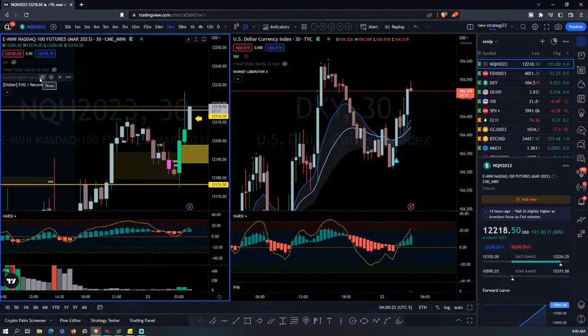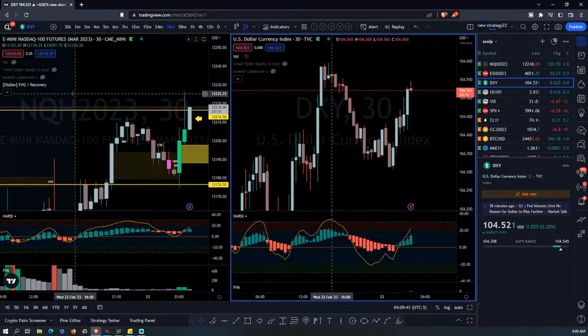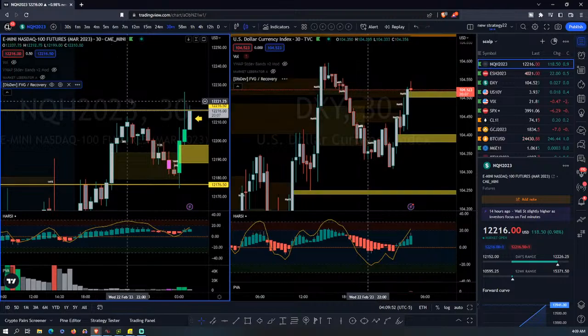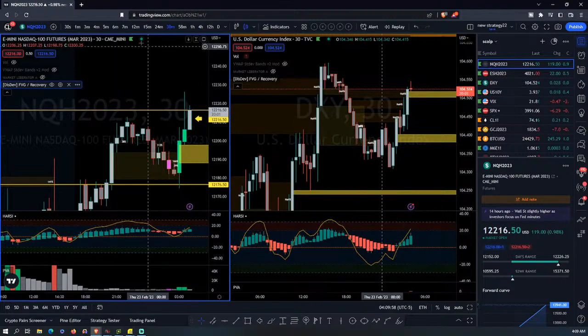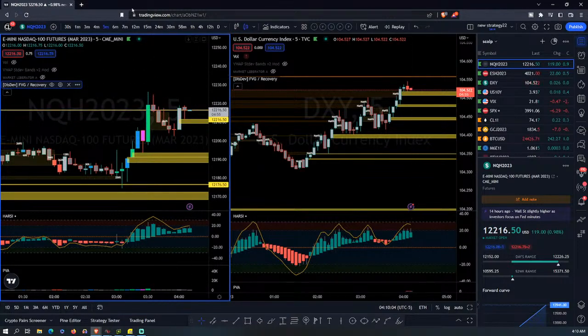Anything of interest? I don't know if you guys like the lines or if it's annoying, so let's just go basics here. I don't need this on there. This fair value gap recovery doesn't apply on the dollar. Watch. It's a great indicator by Disruptive Developers. Not everyone's a fan of indicators, but I like them because they help give visuals. Wow, it gives you fair value gaps on the dollar. It's pretty damn good, actually. All right, kudos to them.